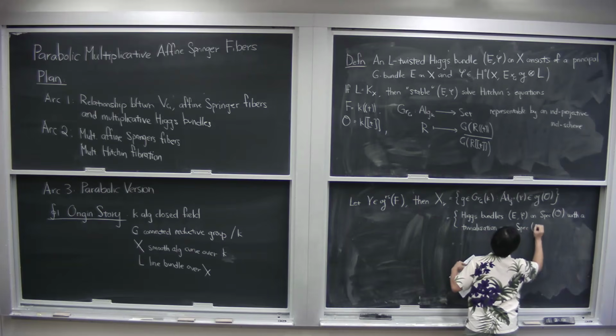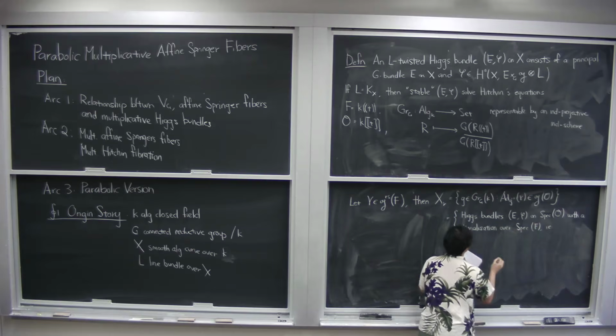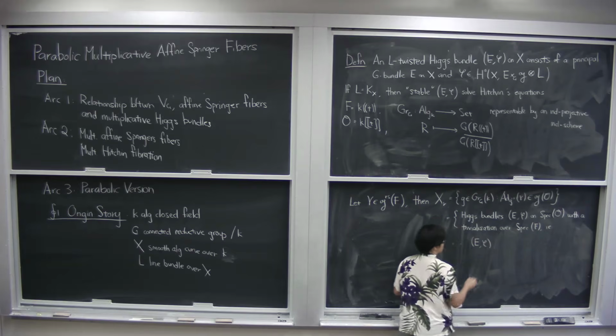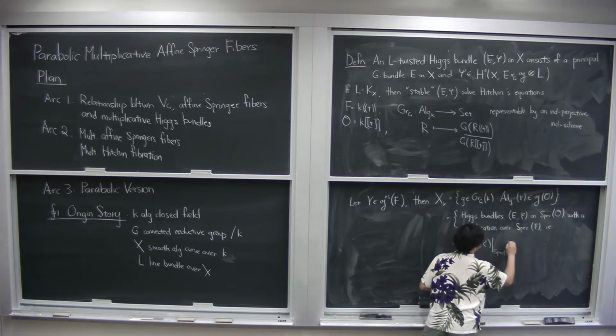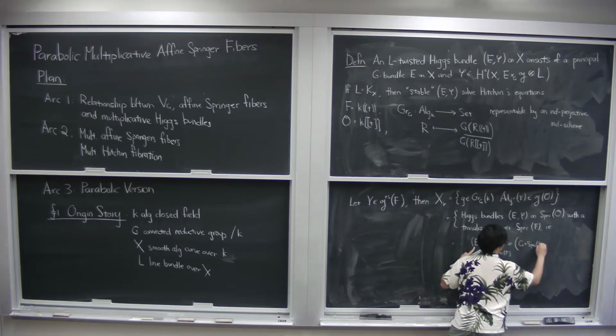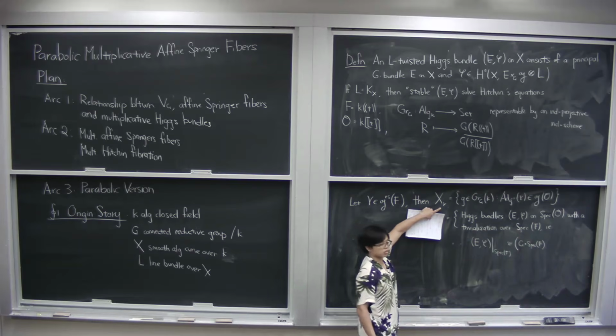And here, in particular, the trivialization works as follows. When I restrict (E, phi) to Spec of F, the punctured disk, E would trivialize to the trivial G-bundle, and phi would trivialize to your parameter, gamma.